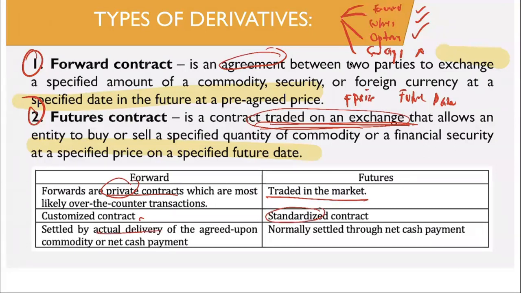Forward is settled by actual delivery, while futures are settled by a net cash payment. Okay, so there are two types of derivatives that we first discussed, forward and futures. They are almost the same. You need to exchange at the future price at the future date, and then we account for any changes on this particular price.